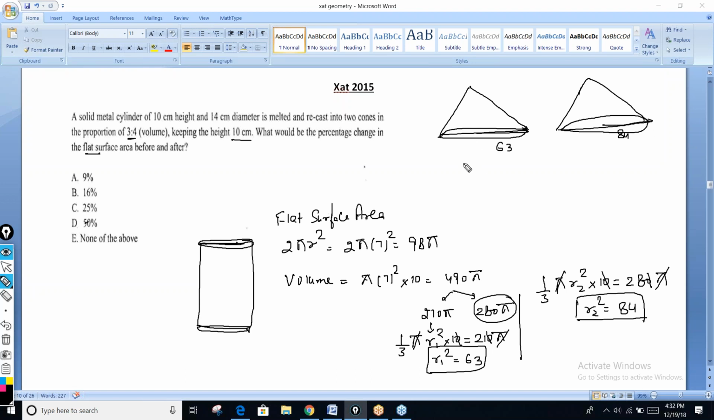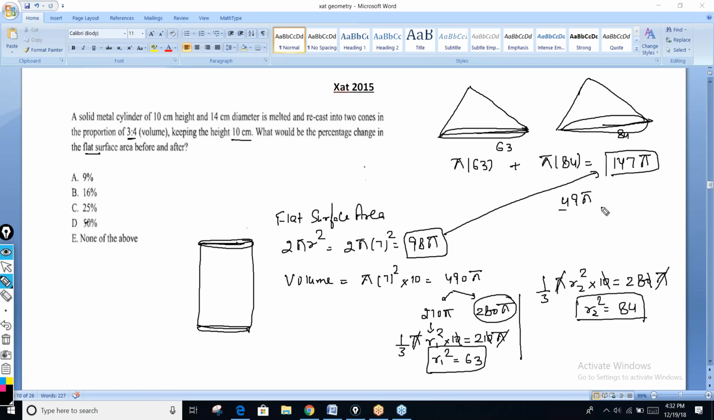So what is this flat surface area? It's pi r square is 63 and this is 84. So the total area comes out to be 147 pi. Earlier it was 98 pi, now it becomes 147 pi. So what is the change? It has been increased by 49 pi over 98 pi into 100. So the percentage change is half, that is 50%.